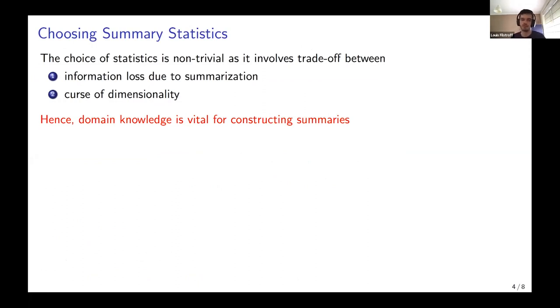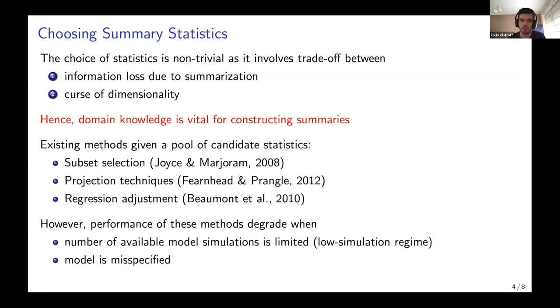One way out of this situation is to bring in domain knowledge, and especially domain knowledge from experts. Usually practitioners have a tedious trial and error process to construct the appropriate summary statistics for the problem at hand. Some methods have been proposed in the literature to find, given a pool of candidate statistics, the best or desired one. So you have subset selection methods, projection techniques, or regression adjustments, for example.